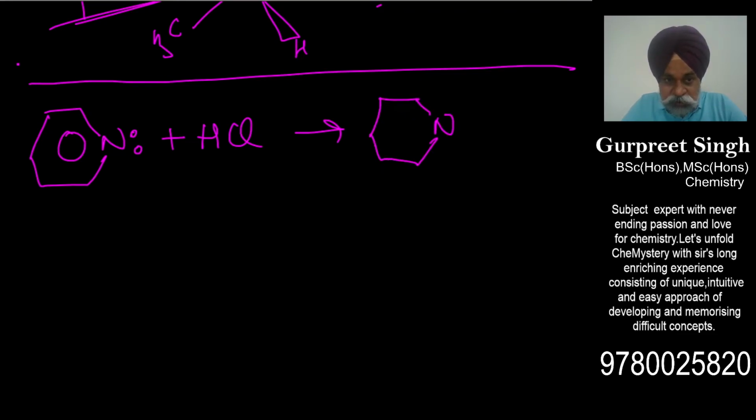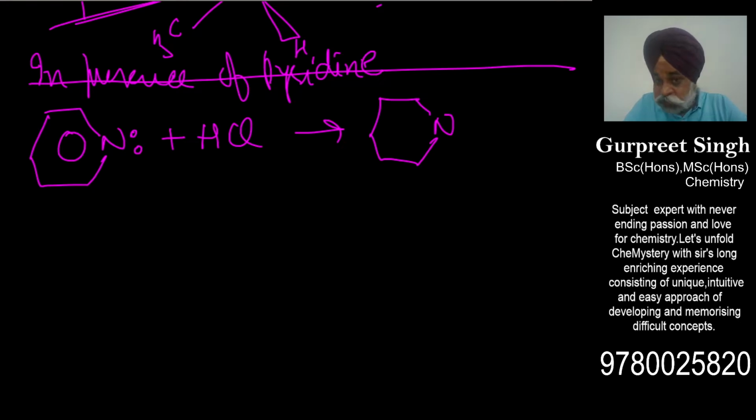In the presence of pyridine, you are going to get an inverted geometry. Now how do you get that? So you are going to get this part and this chloride.